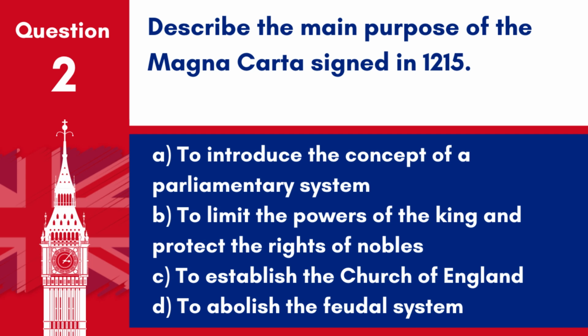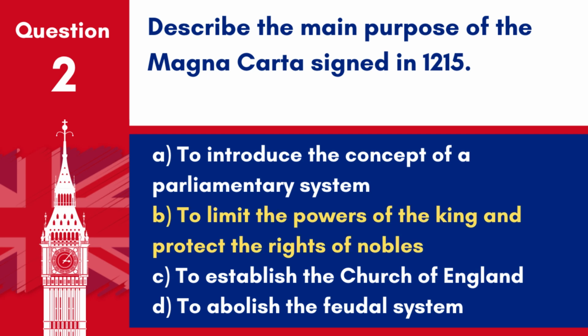Question 2. Describe the main purpose of the Magna Carta signed in 1215. A. To introduce the concept of a parliamentary system. B. To limit the powers of the king and protect the rights of nobles. C. To establish the Church of England. D. To abolish the feudal system.